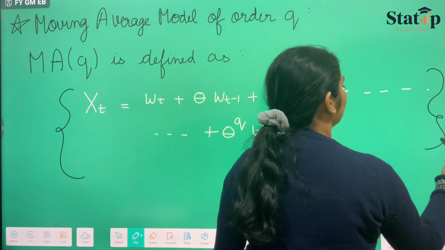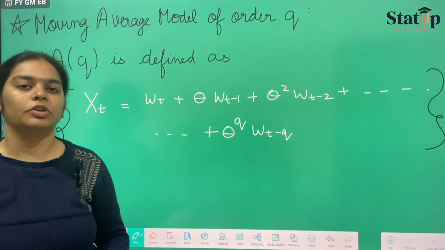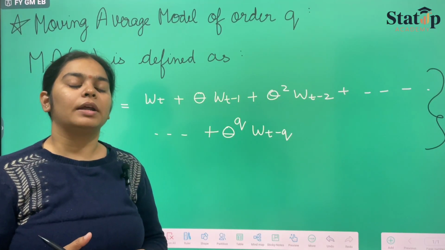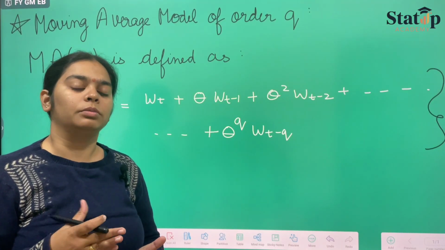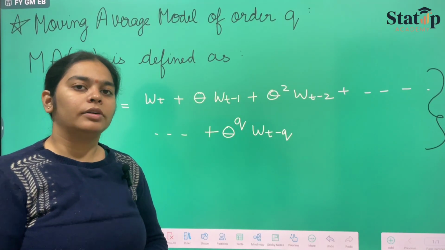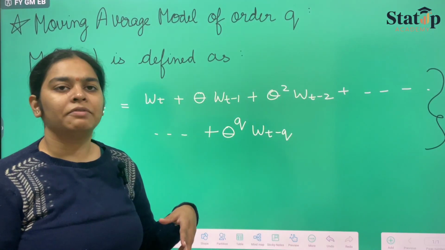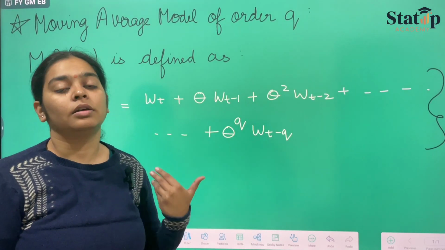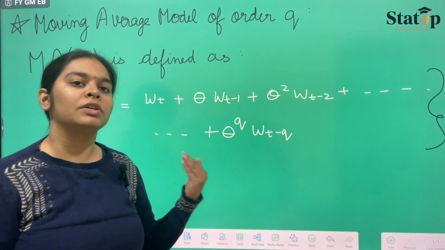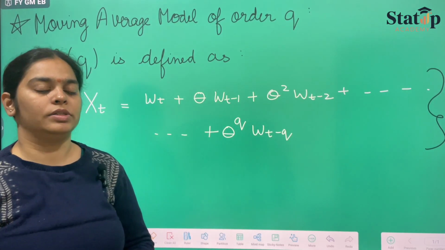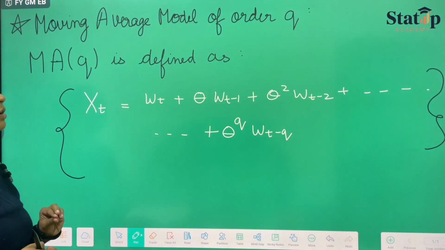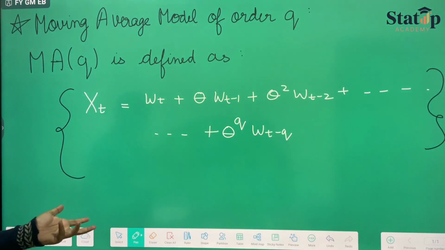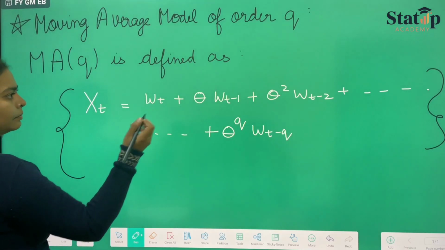Now, what does it say? The moving average model of order Q says that the time series model Xt is dependent on the current value of the error term, which is Wt. I have represented it with Wt or white noise. You can say the current value of the white noise and the previous Q values of the white noise. Now, this can also be of various types, but before this, let us see what it can be converted to.